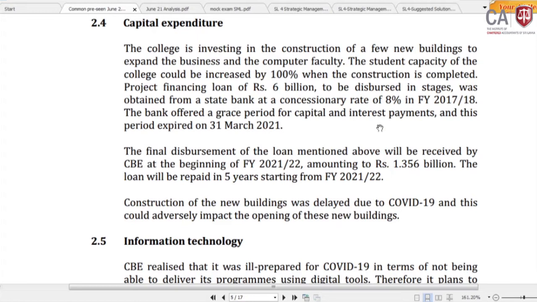The bank has offered a grace period for capital and interest payment, and that is coming to an end on 31st March 2021. Then the final disbursement of the loan will be received by CBE at the beginning of financial year 21-22. It is around 1.356 billion. The loan will be repaid in 5 years starting from financial year 2021-22, from 1st of April 2021. The construction of the new building was delayed due to COVID-19, and this could adversely impact the opening of this new building.